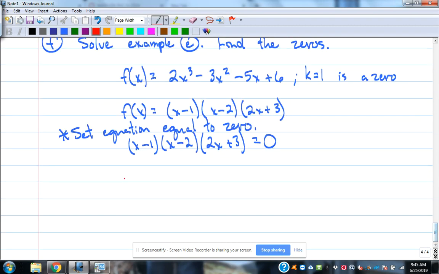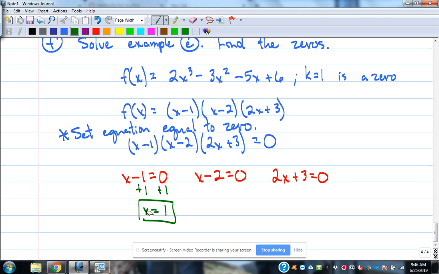We're going to take each factor: x minus 1 equals 0, x minus 2 equals 0, 2x plus 3 equals 0. And we're going to solve all of those. Plus 1, x equals 1. We should know that one already exists because that's the one they gave us. That x equals 1 is a 0 of the polynomial. So we know 1 should be one of our answers. This one, add 2. x equals 2 is one of our answers. Third one's a little tougher to solve, but not too bad. It's a lot easier than the other stuff we've been doing.